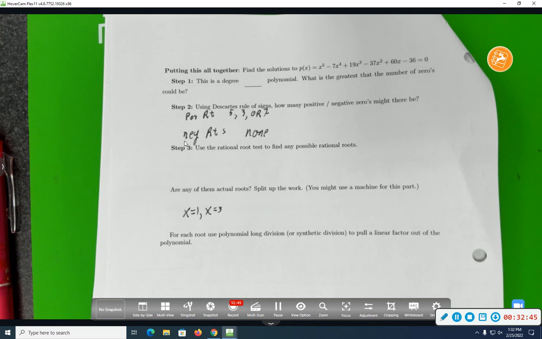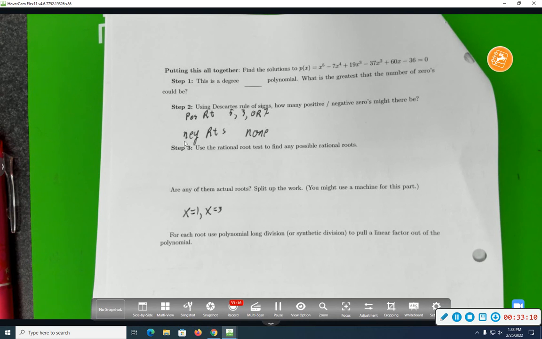Plugging in x equals 1 is easy. If you plug in x equals 1, you get 0. X equals 1 minus 3 plus 4. So now we do 3, and definitely not. Can I do that by synthetic division? Yes, you can do that by synthetic division.